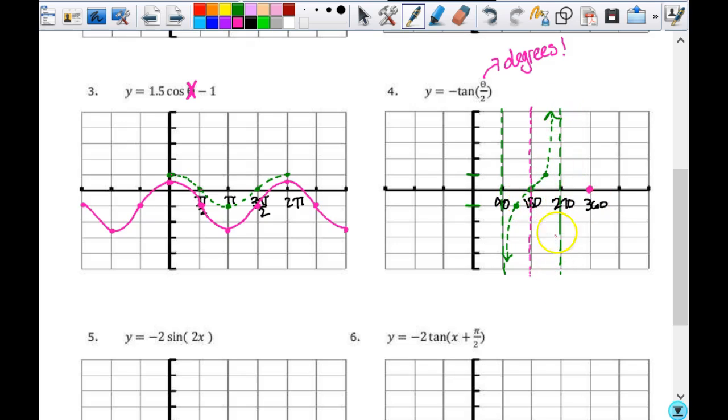So then I'm going to look at this asymptote, right? What's 2 times 270? 540, so that ends up right here. So here's my other asymptote. Okay. Now then this point right here, that's at 135. What's 2 times 135? 270. All right, so the x value moves to 270, but I have a reflection, right? And that reflection is in the x-axis, so this point comes up here.